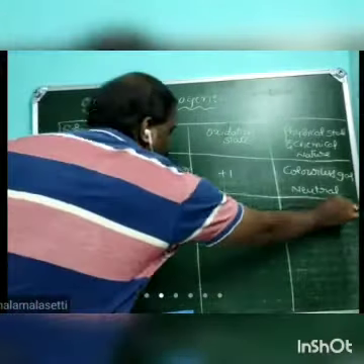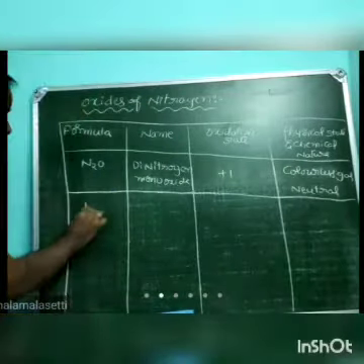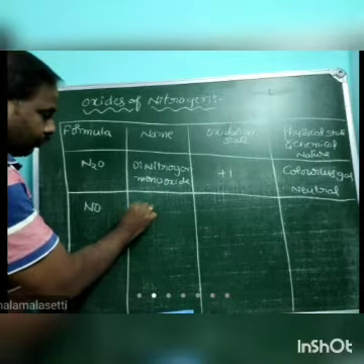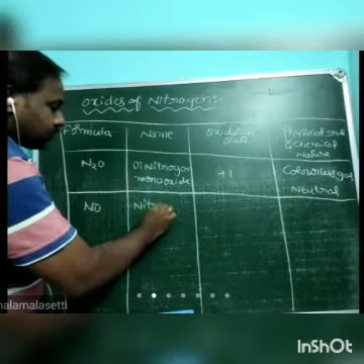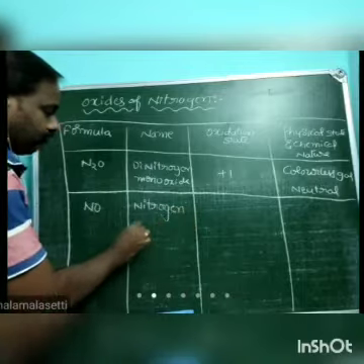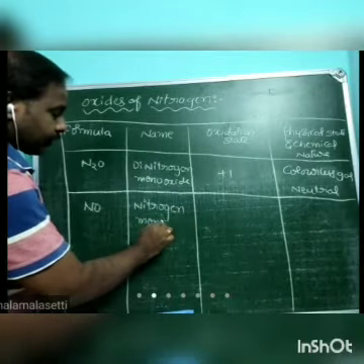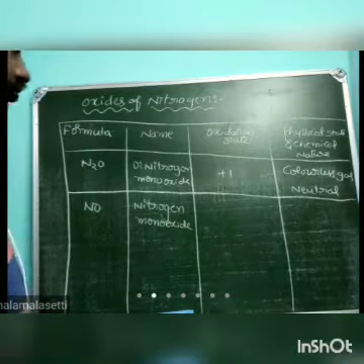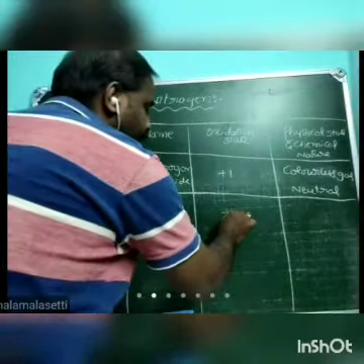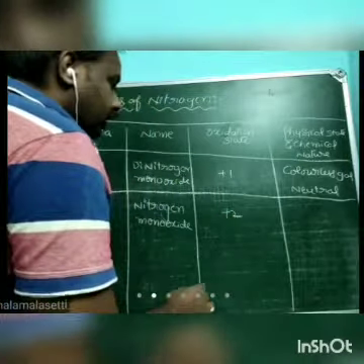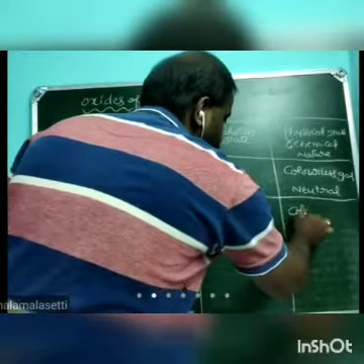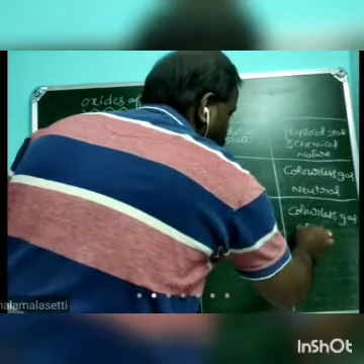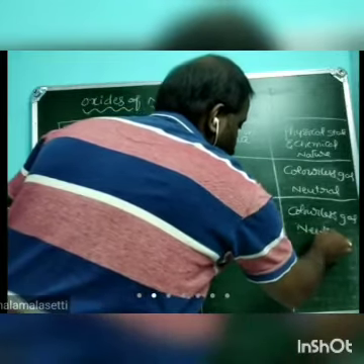So the second oxide is NO. It is called nitrogen monoxide. Some other names are there, we will discuss. Here the oxidation number is +2. It is also a colorless gas, and the chemical nature is also neutral.